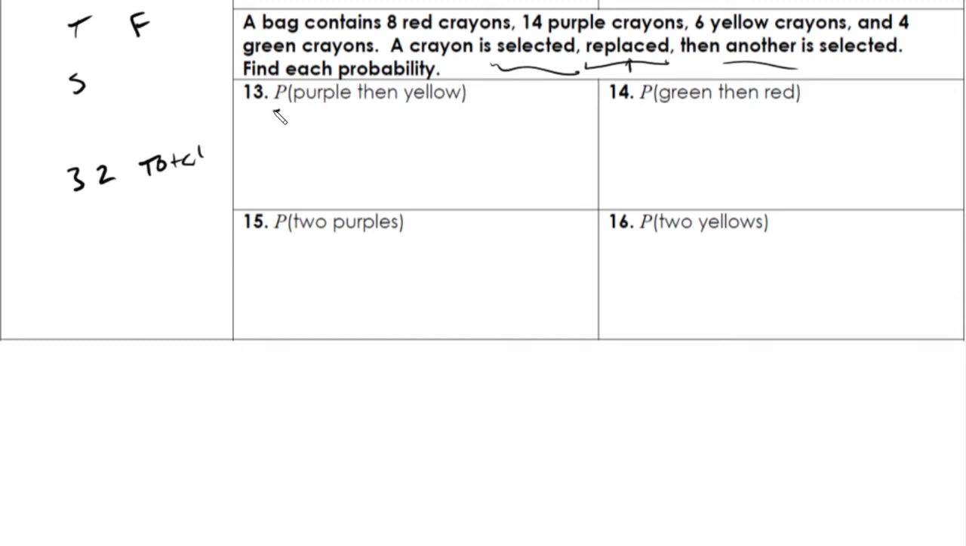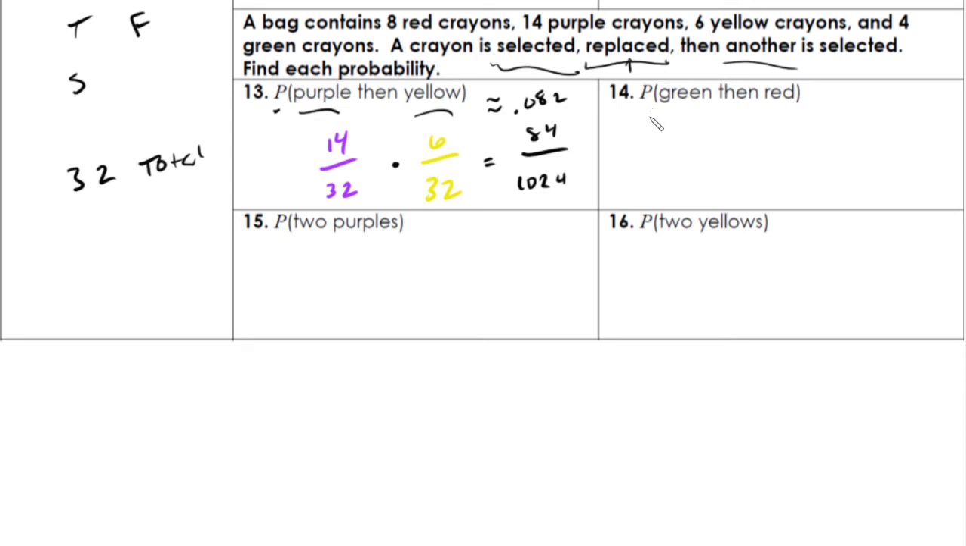So find the probability that you pick a purple, then you pick a yellow. So the odds of you picking a purple are 14 out of 32. And then the odds of you picking a yellow are 6 out of 32. And you have to multiply those together. And so you're going to end up with 14 times 6, which is 84 over 32 times 32, which is 1024. If you want to reduce that, feel free to. If you want to, maybe we can give a decimal approximation. Be convenient. This is approximately 0.082, so around an 8% chance for that to happen.